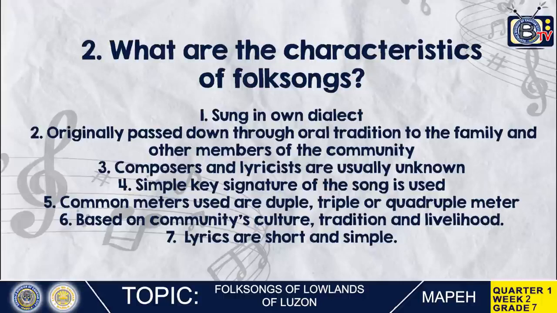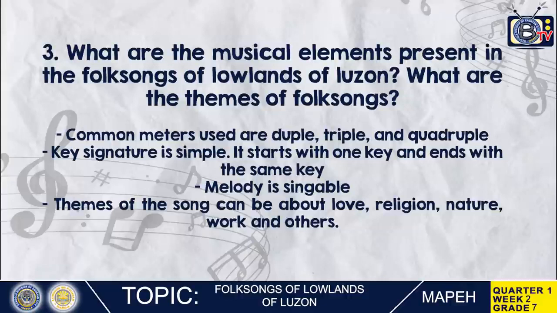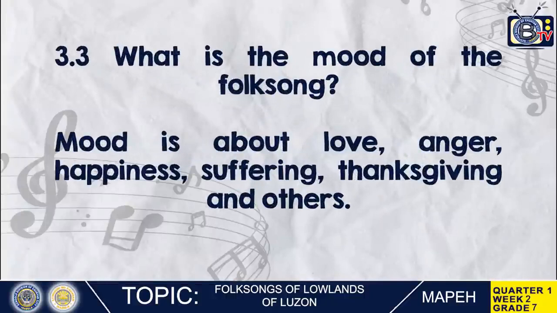What are the musical elements present in the folk songs of Lowlands of Luzon? Common meters used are duple, triple, and quadruple. Key signature is simple. It starts with one key and ends with the same key. Melody is singable. Themes of the songs can be about love, nature, work, religion, and others. What is the mood of a folk song? The mood is about love, anger, happiness, suffering, thanksgiving, and others.